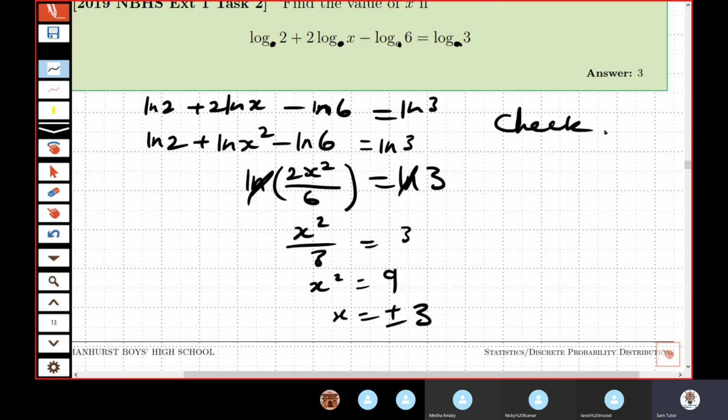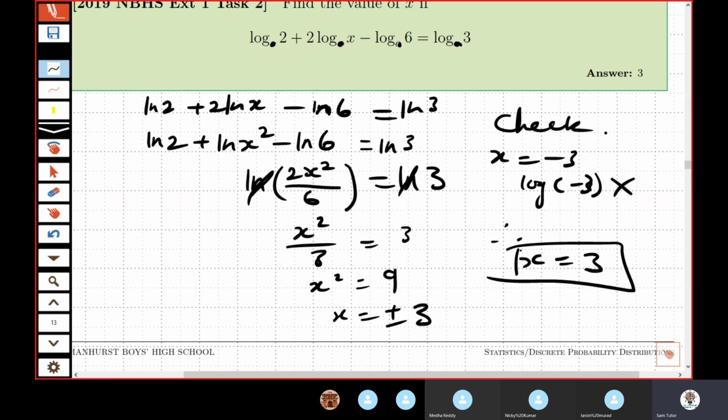And check. x equals -3. When you sub it in, you get log of negative. Log of -3 won't work. Therefore, your only answer is x equals 3.